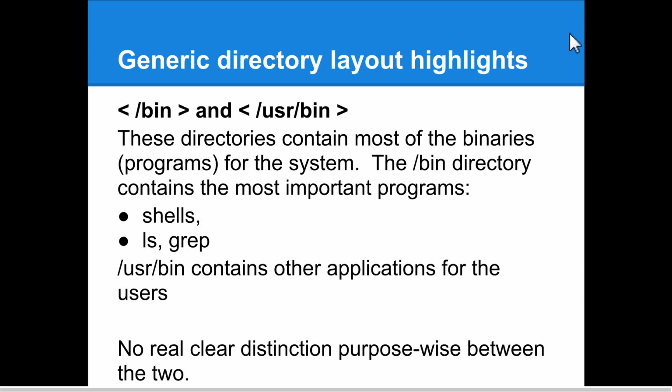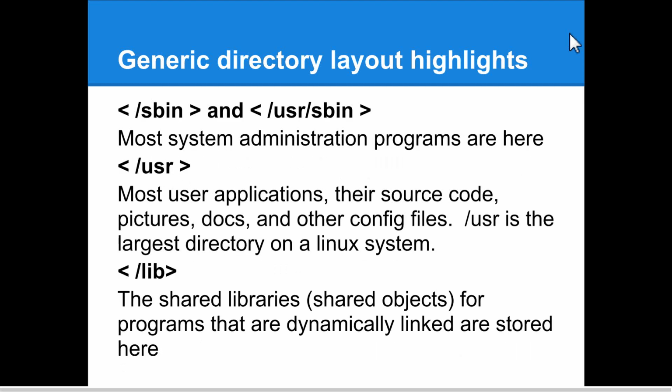/bin and /usr/bin. There's no real standardized difference between the two. However, the /bin directory contains more of the most important programs, such as shells that are started when users log in, programs like ls and grep. /usr/bin usually contains other applications for users that have been installed in the system. There's no clear distinction really purpose-wise between the two. Nothing is preventing you from installing something one place or another. You can install something anywhere else you want, really. There's nothing preventing you, but it's just going to make no sense. /sbin and /usr/sbin are where most system admin programs are.